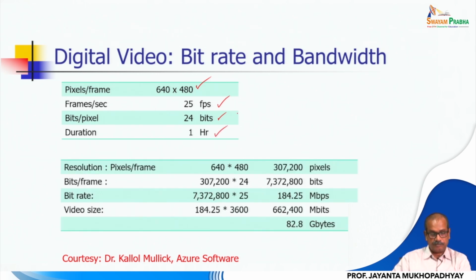If I apply simple arithmetic, multiplying all those factors, for every frame and every second we can see how many pixels and bits are generated. For a 1 hour video, these are the total numbers. The bit rate is 184.2 Mbps, megabits per second, and the video size for 1 hour would be 82.8 gigabytes. So, it is a huge requirement.